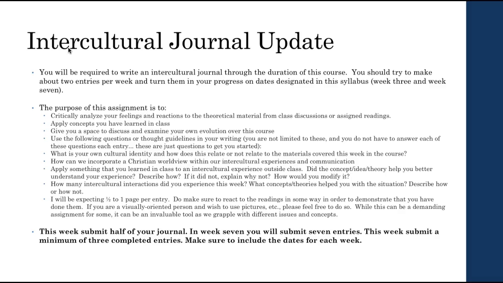In your intercultural journal update, I'm expecting you to turn in half of what you've worked on. So the intercultural journal is, you're supposed to be journaling weekly between weeks 1 and 7 things in your life that relate to the course topics. You should try to make about 1 to 2 entries per week, preferably 2, but if all you get is 1, that's fine. I'm looking for a minimum of 7 entries at the end. You're now submitting an update on this, so I need to see at least 3 entries at minimum. In week 7, you'll submit at minimum 7 entries.